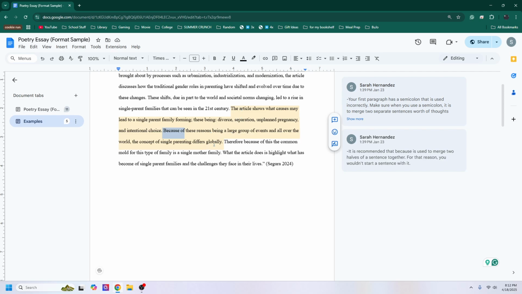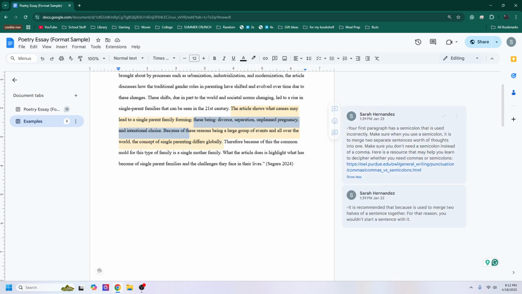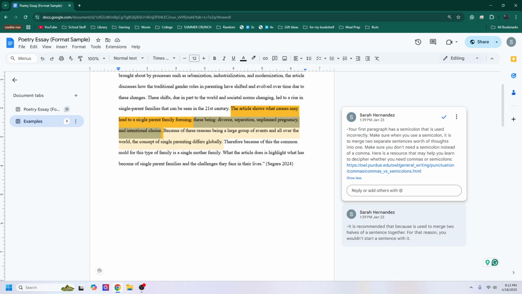Oh my gosh, sometimes I get a little confused with this writing. Excuse me. "Because of these reasons being a large group of events and all over the world, the concept of single parenting differs globally." This one's going to need a full rewrite in my opinion, but the big thing was that because. I would remove the because. I would have these go together, and I would put a comma here. Let's say these being divorce, separation, unplanned pregnancy, and intentional choice.